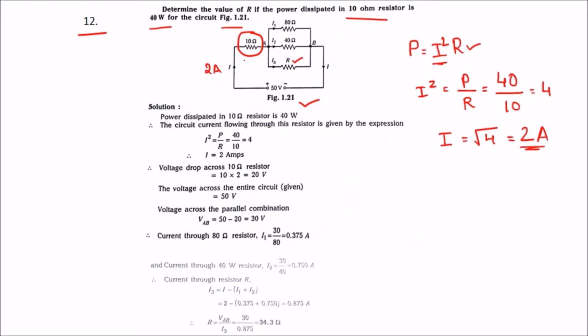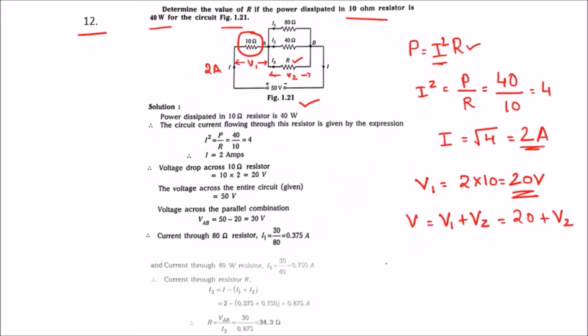So let us find the voltage across this resistance. Let us call this V1 and let us call this voltage V2. As we know, the supply voltage is 50. So let us calculate V1, which is equal to 2 into 10, that is 20 volts. So we got the value of 20 volts. The supply voltage is nothing but V is equal to V1 plus V2. We know V1 is 20 and we need to find out V2. Therefore V2 is equal to 30 volts.